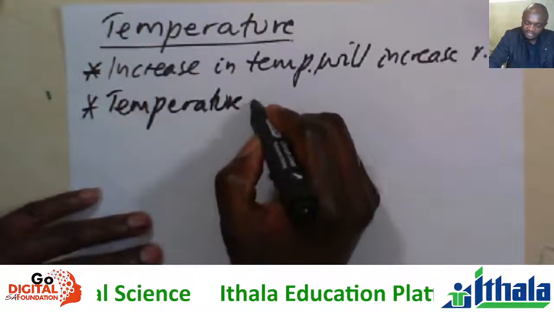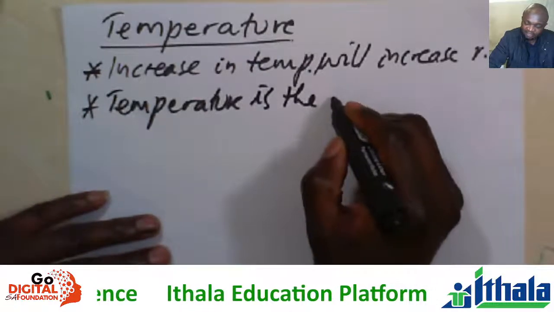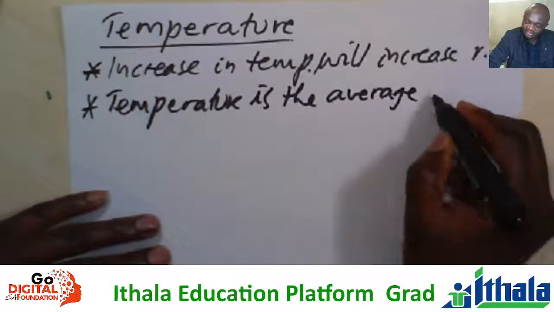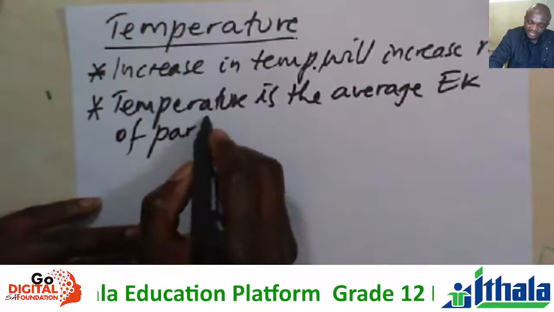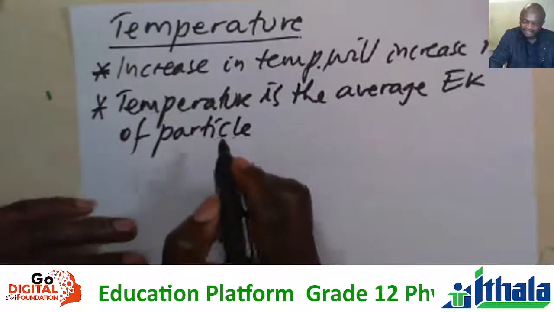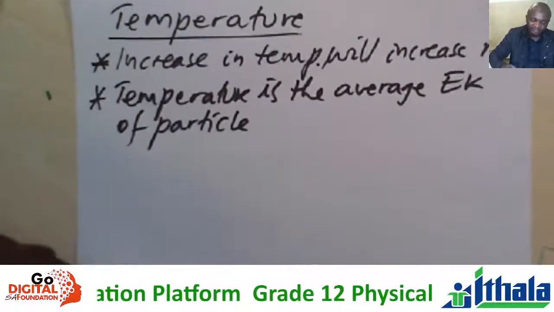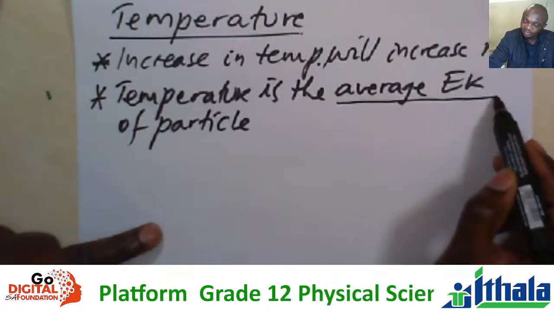Temperature is the average kinetic energy, right? Or the measure of the average kinetic energy of the particles. Average kinetic energy of particles. What is at the back of our mind is collision theory. Temperature is the average kinetic energy of the particles.